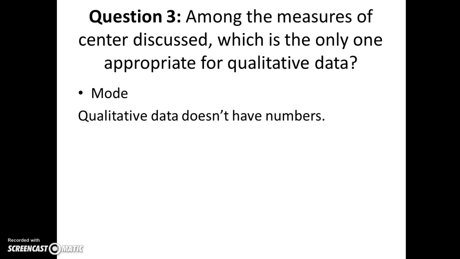For example, are males observed more, or are females observed more? Males and females are not numbers, so you cannot find the median or mean of male and female, but you can use the mode. So if the number for males is greater than the number of females, it means that males occur the most. So we use the mode for qualitative data.